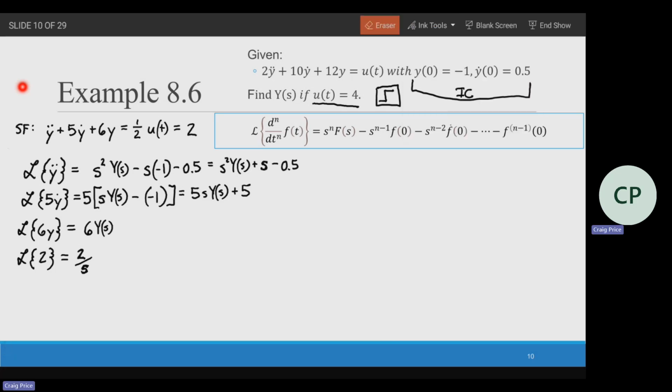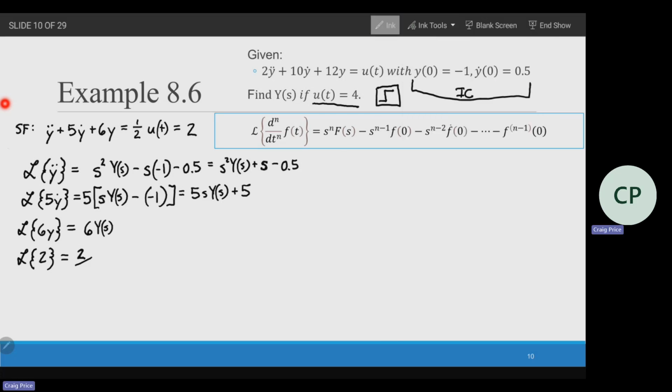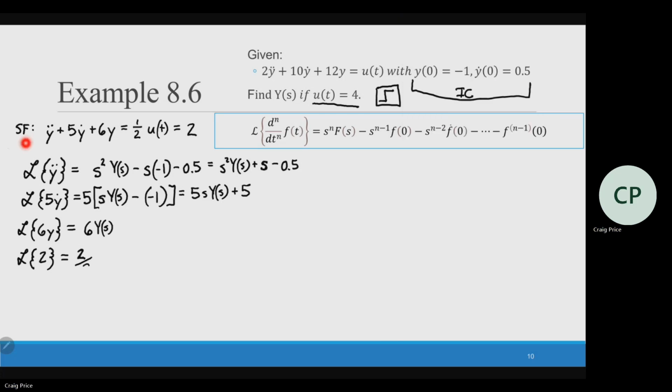See, that looks like a 5. I gotta do the Superman S or something. Draw 6 lines. Yeah, that's curvier. Okay, so 2 over s is our Laplace transform.